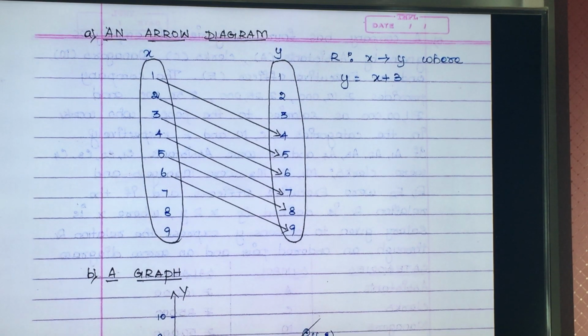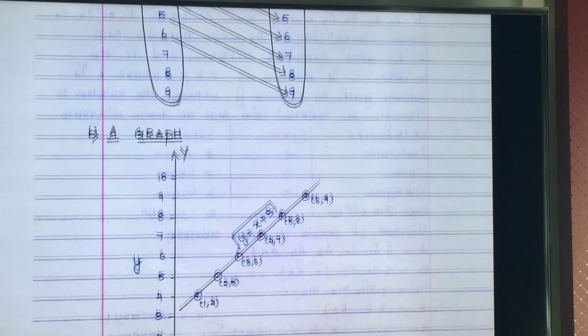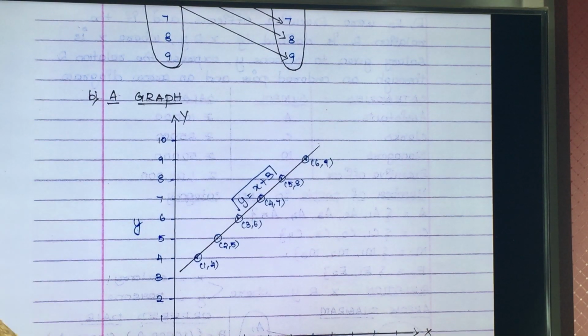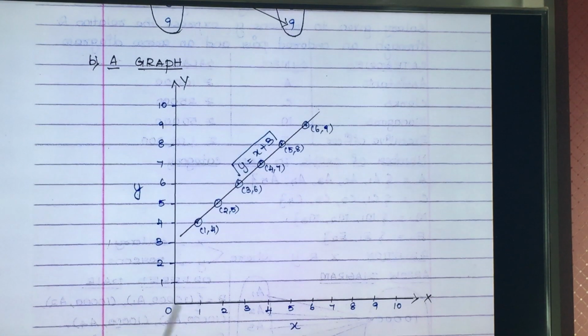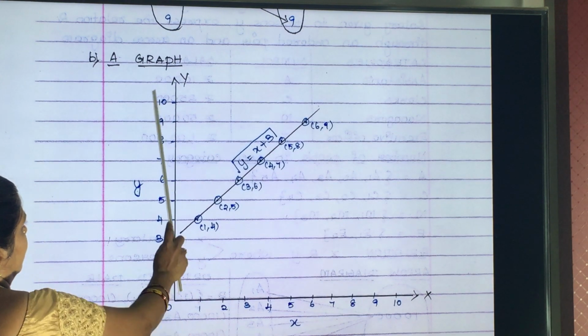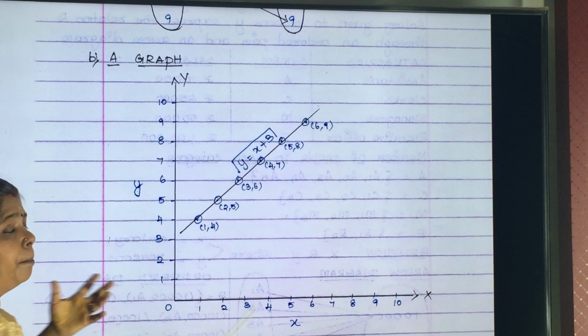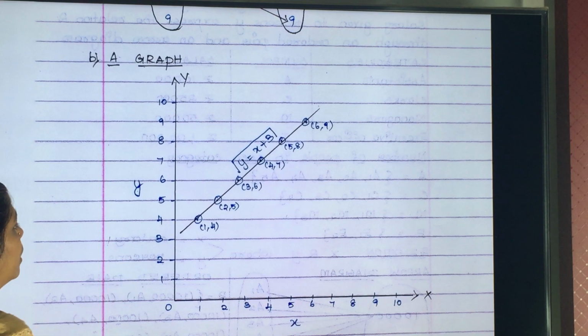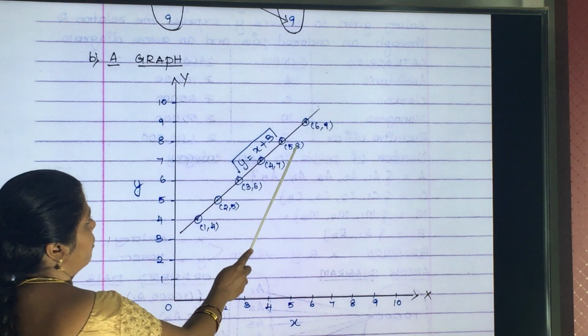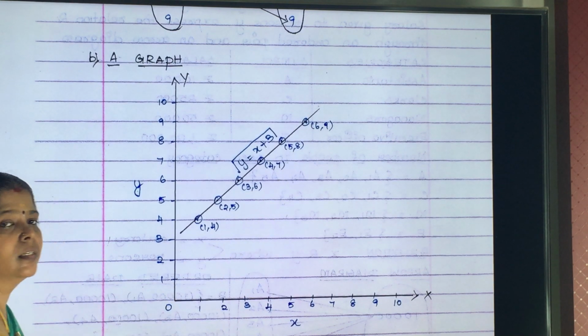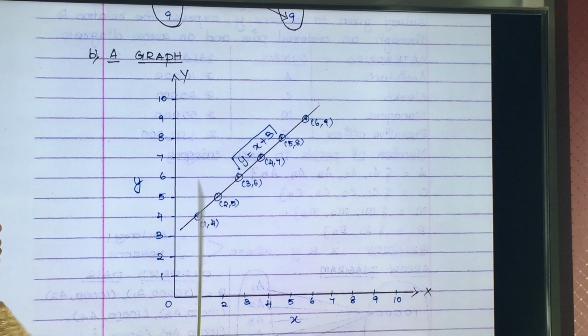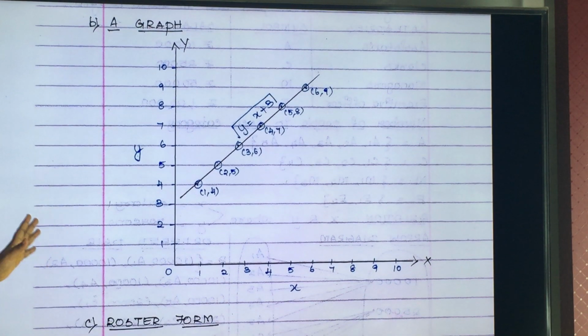Next, how to plot the same in the graph? Draw the horizontal x-axis, vertical y-axis and plot the numbers here. And with the same ordered pairs, with the same relation that we have found out, take those ordered pairs and plot them here. X value is 1, y is 4. So, see here I am getting them plotted. (1, 4), (2, 5), (3, 6), (4, 7), (5, 8), (6, 9). Join them with a straight line and write the equation y equals x plus 3. So, this becomes the graphical representation of the relation.